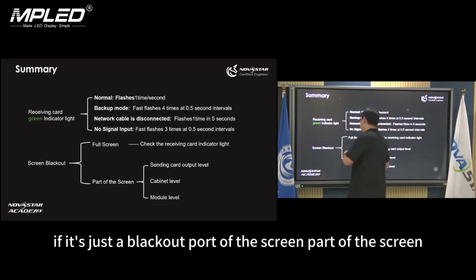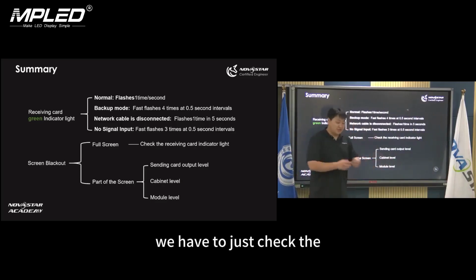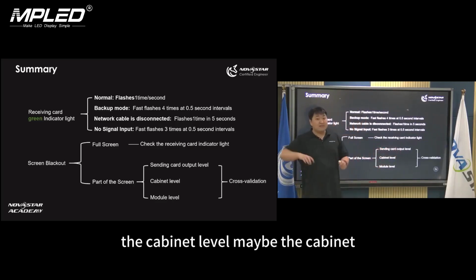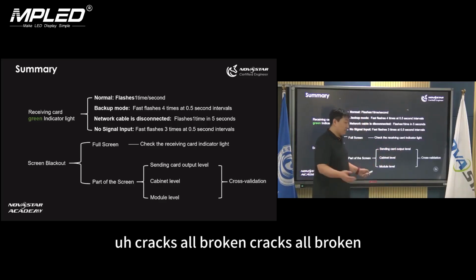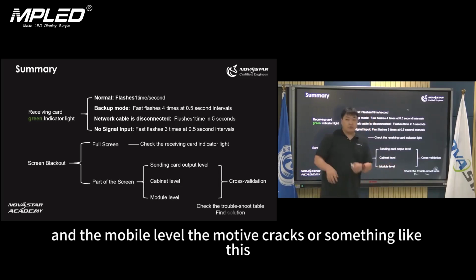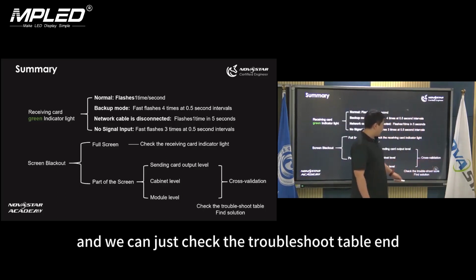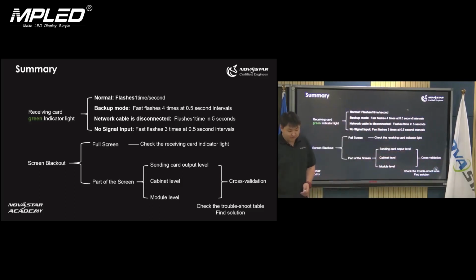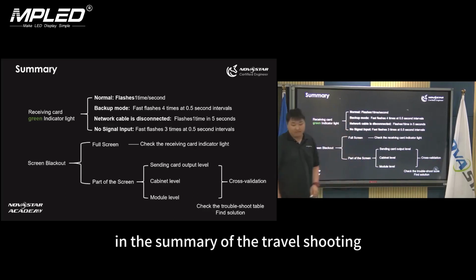And what if it's just a blackout of part of the screen? We have to check the sending card output level and the cabinet level. Maybe the cabinet PSU, the power supply unit, is cracked or broken. And at the module level, the module may have crashed or something like this. So we do the cross addition, and we can check the troubleshooting table and the solution. All right, here is the summary of the troubleshooting.